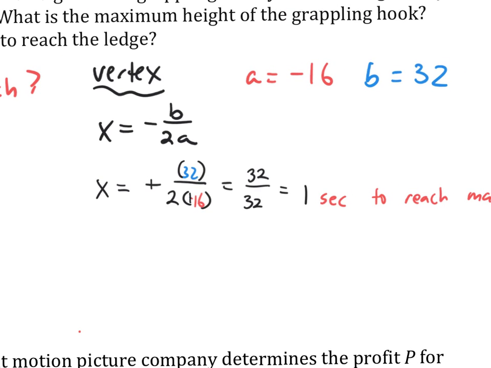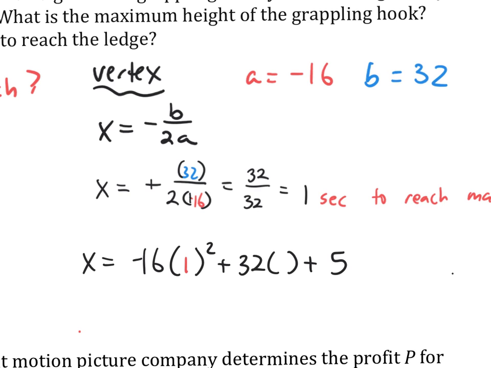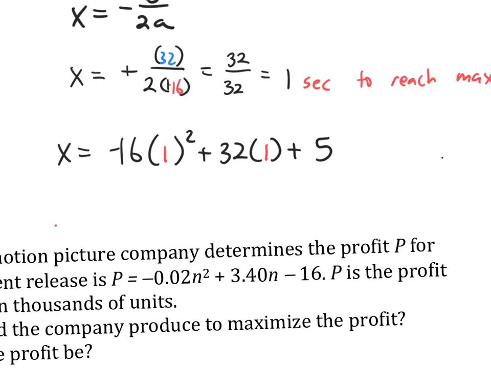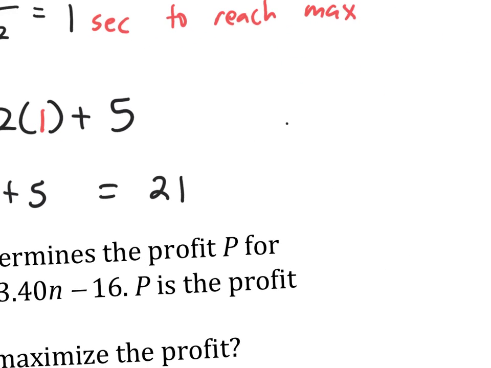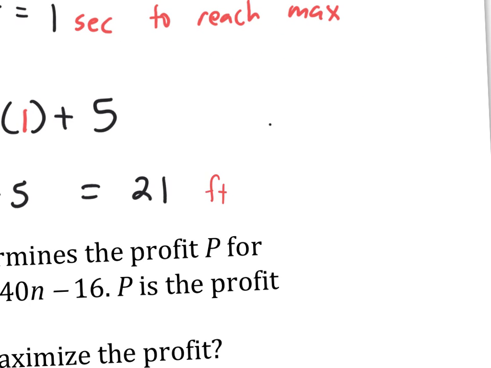Now we're going to plug that back in. So h equals negative 16 times t squared plus 32 times t plus my 5. And so my 1 second goes in there each time. Negative 16 plus 32 plus 5. And so here I get 21. So 21 feet high.